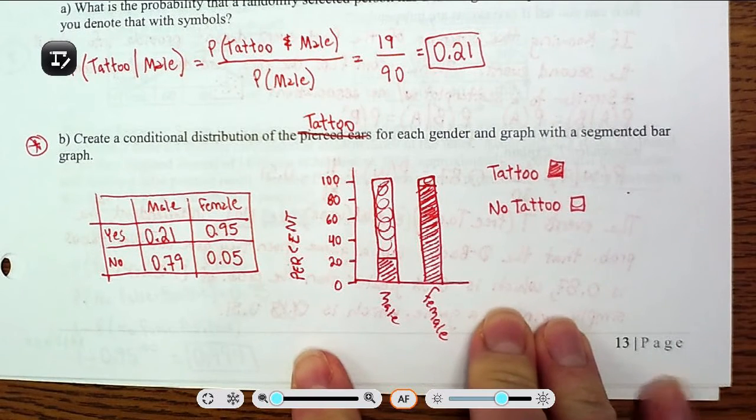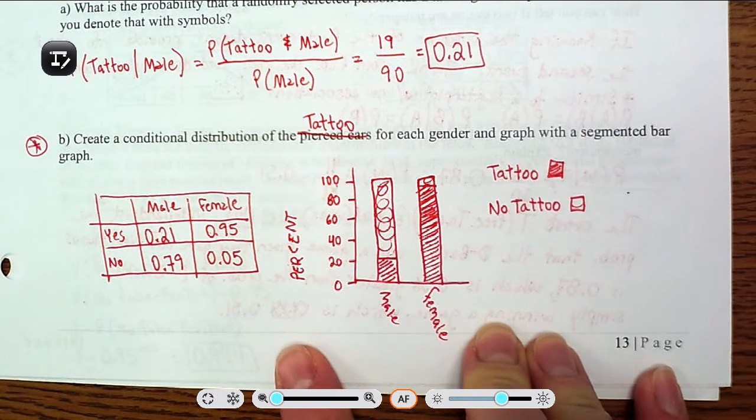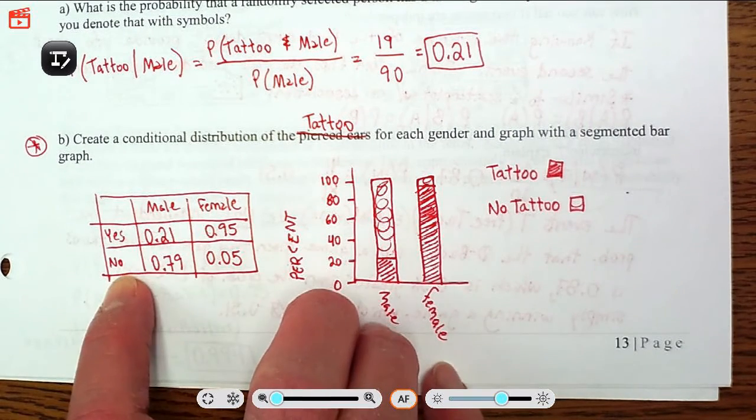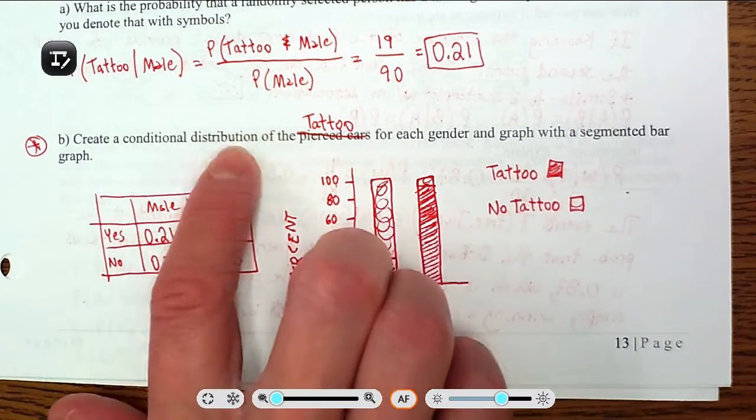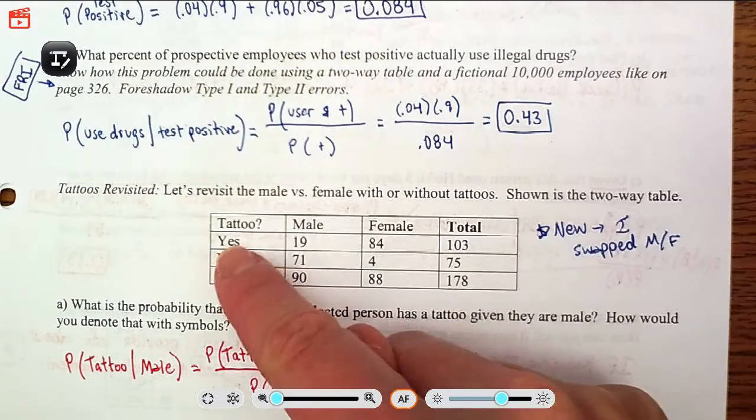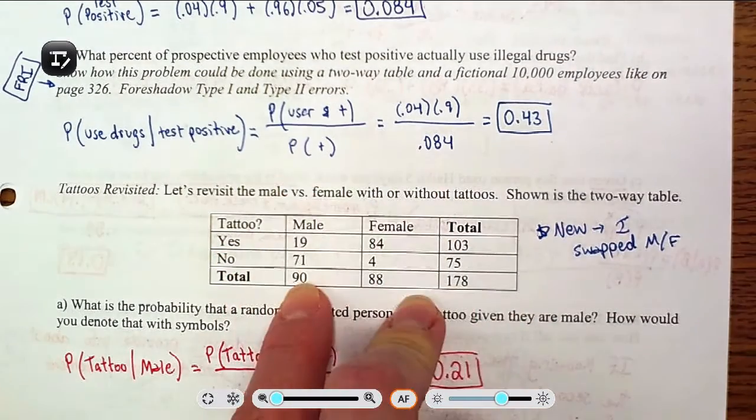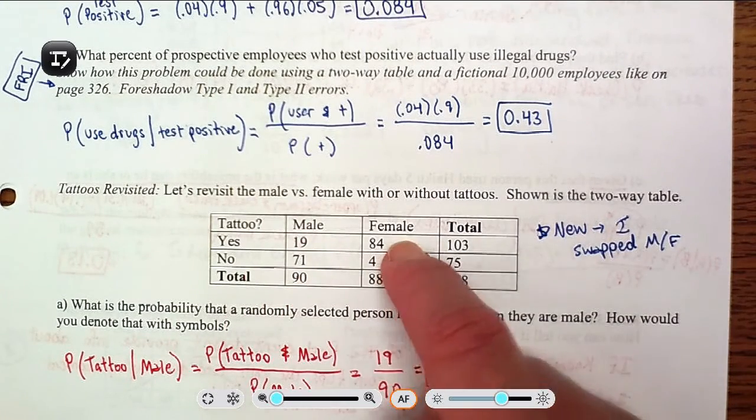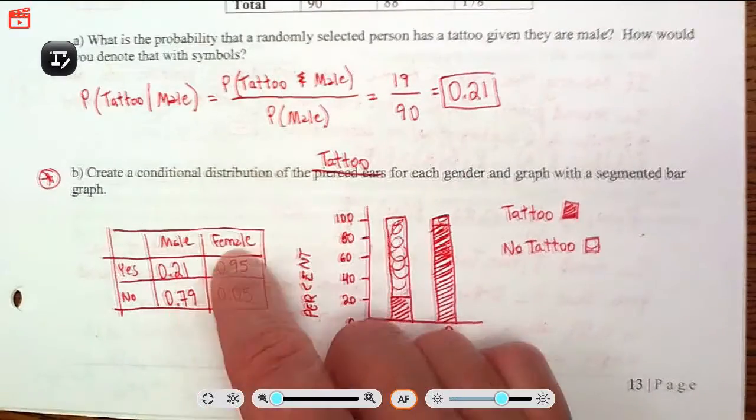Okay, create a conditional distribution of the tattoo for each gender and graph with a segmented bar graph. Okay, so then male and female and yes and no, we think that first somebody has a certain gender, then they have a tattoo. So to make a conditional distribution, I'm going to say that first they're a certain gender, then they have tattoos. So if this variable comes first, I'm going to divide in its direction, which is to divide down. So I take 19 out of 90 and 71 out of 90 and 84 out of 88 and 4 out of 88. And I get these here.